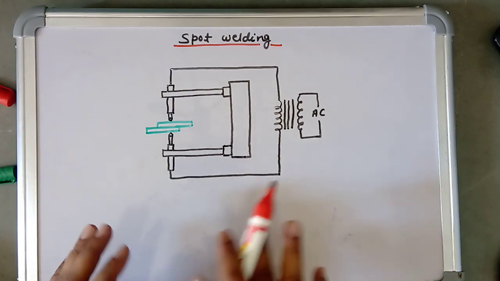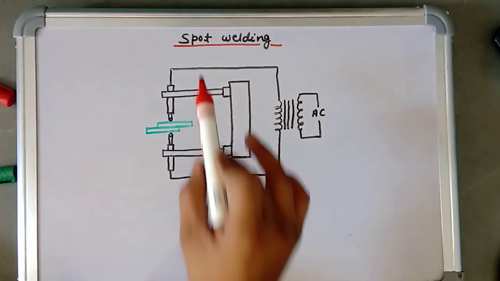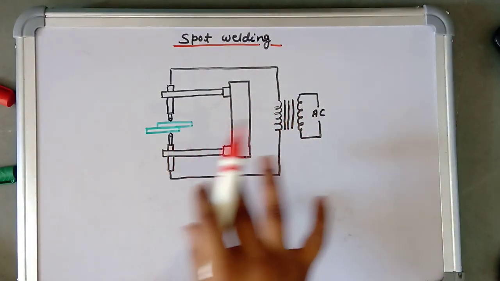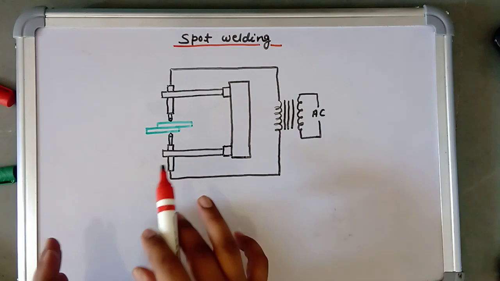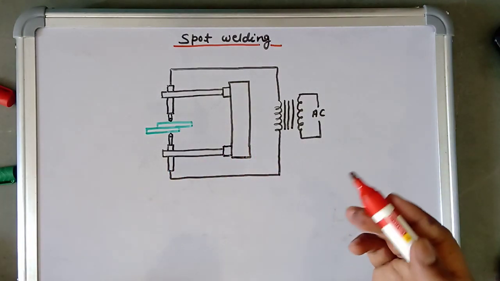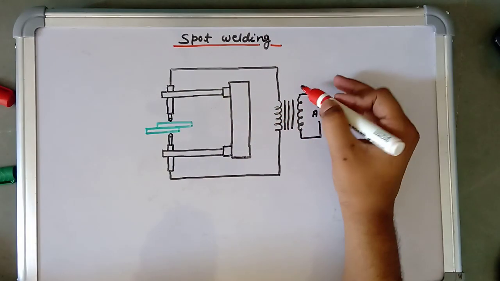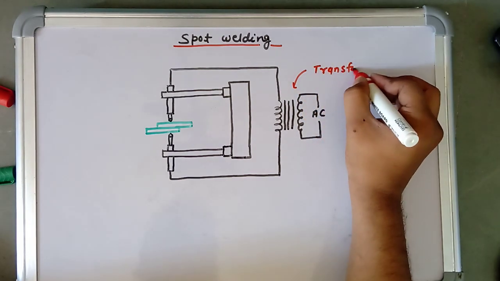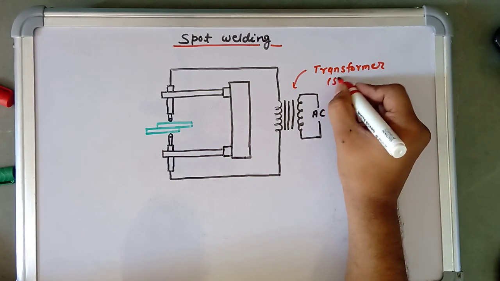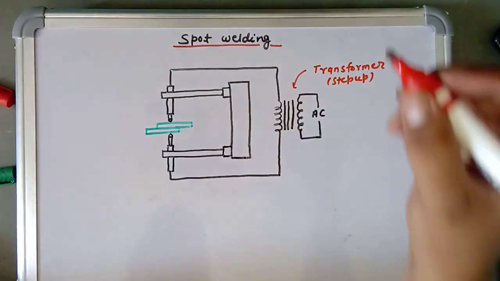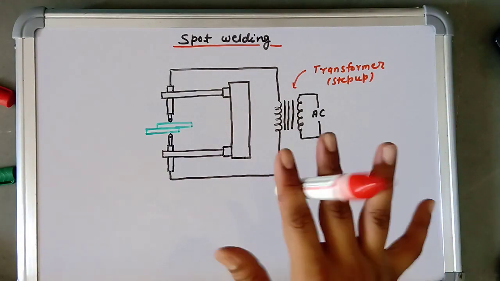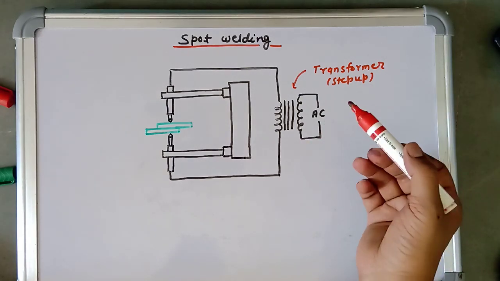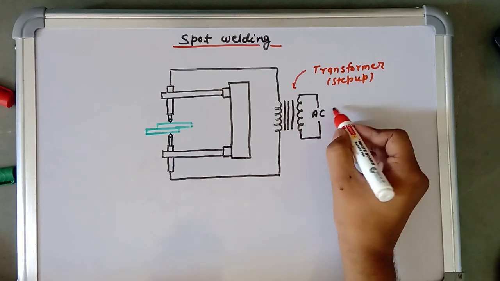So let's discuss the first type of resistance welding process, which is also known as spot welding. This is the whole setup, or the construction, of the spot welding process, and we will discuss each part one by one. In this setup, this one is our step up transformer. As I told in the first video on electric arc welding, we can use both AC and DC. For using AC we use the step up transformer, and this is our AC current.